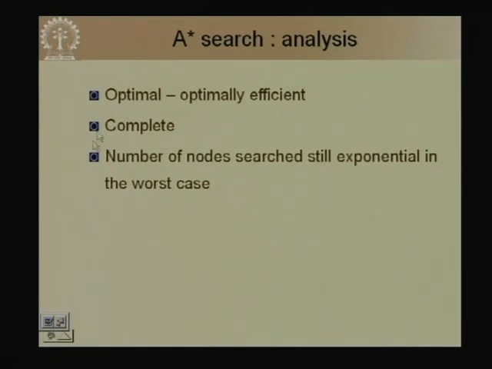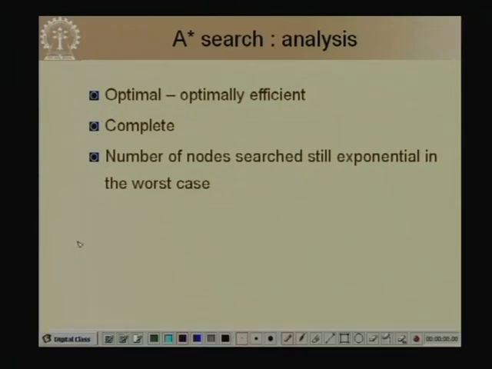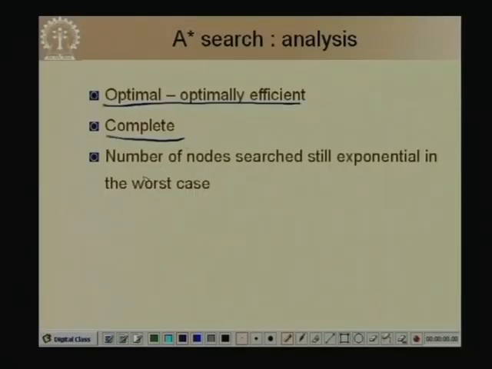We will show that A star is an optimum algorithm. That is, it is also optimally efficient. It gives the optimum solution and it is also the optimally efficient algorithm. A star is complete. However, the number of nodes searched is still exponential in the worst case, unless the heuristic is extremely accurate, logarithmically accurate.